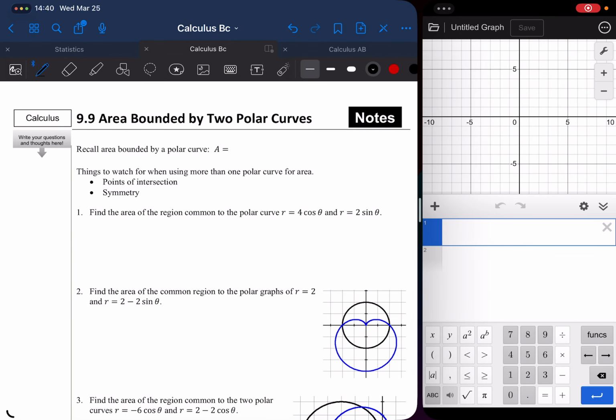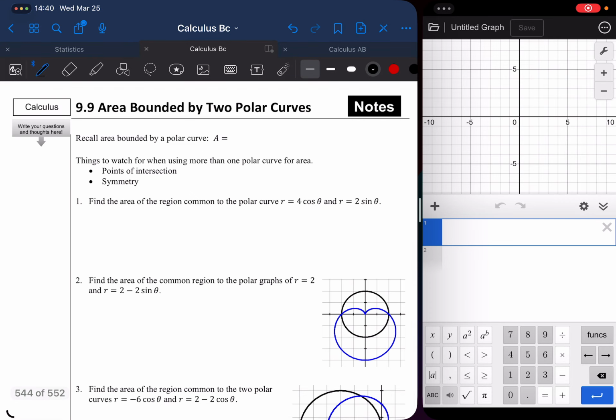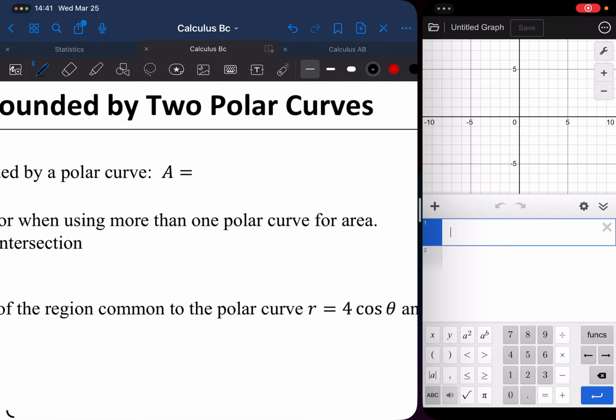Okay, so 9.9 is the area bounded by two polar curves. So remember, yesterday we did 9.8, which is area bounded by one polar curve. And so once we found when r was equal to 0, found those theta values, those became our bounds. Now we have two functions. So not only are we going to be paying attention to when r is 0, but we're also looking at the intersections.